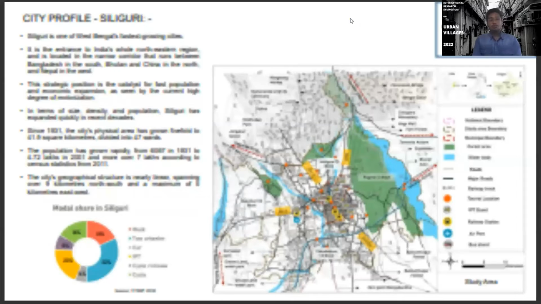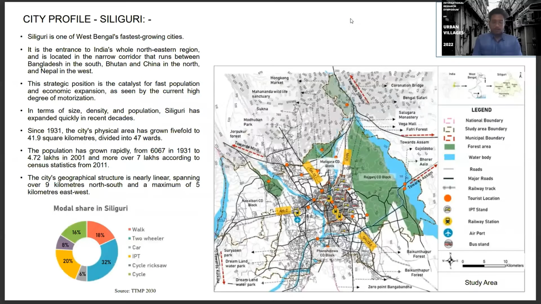We're talking about the city of Siliguri. This is one of the largest and fastest growing cities in West Bengal. It is the gateway to the northeastern region and runs between Bangladesh in the south and Bhutan and China in the north and Nepal in the west. This is a very strategic position that actually catalyzes the fast growing population and economic expansion.